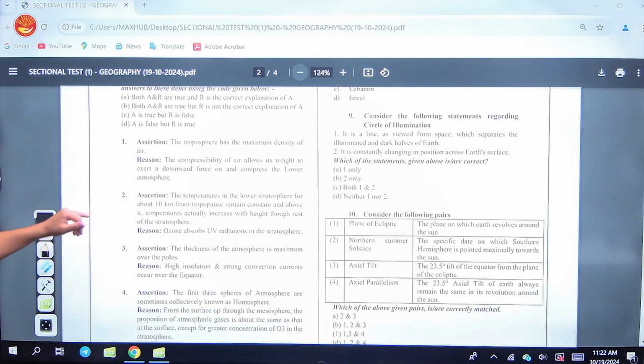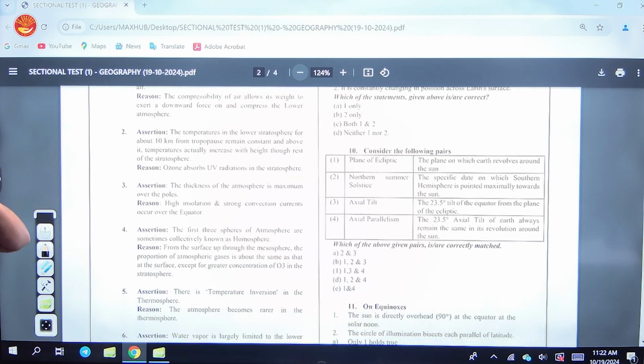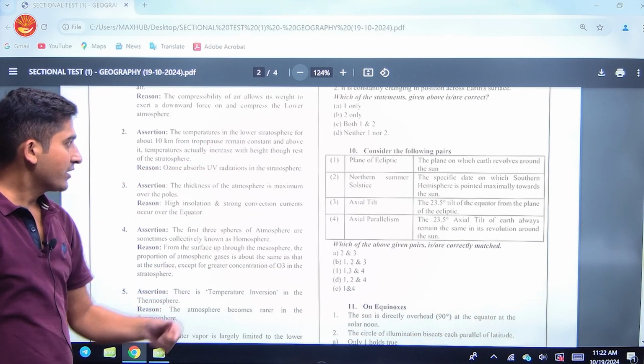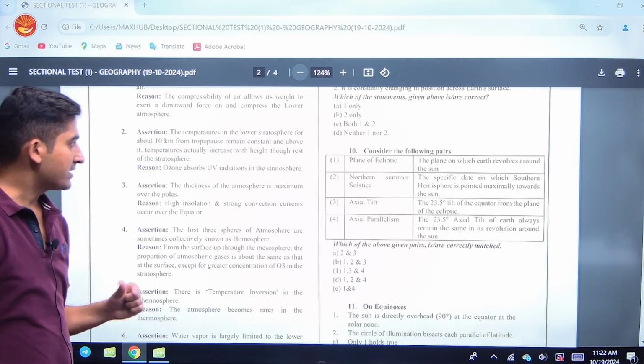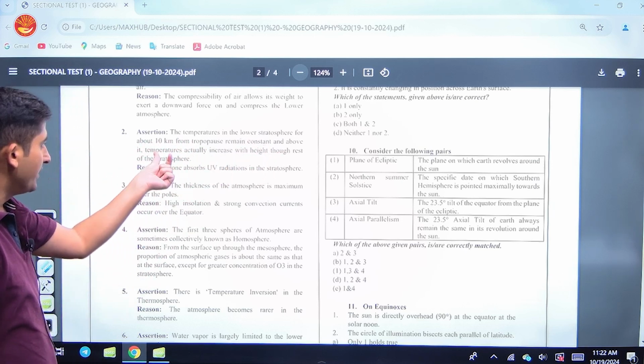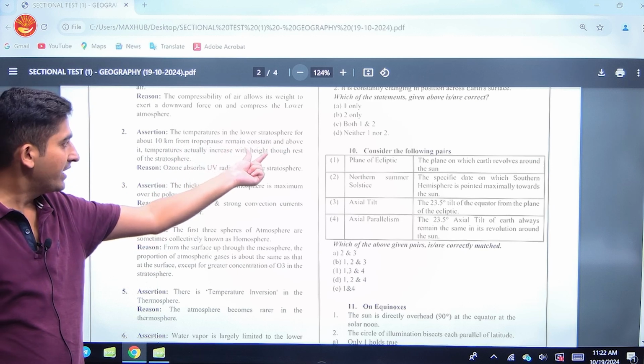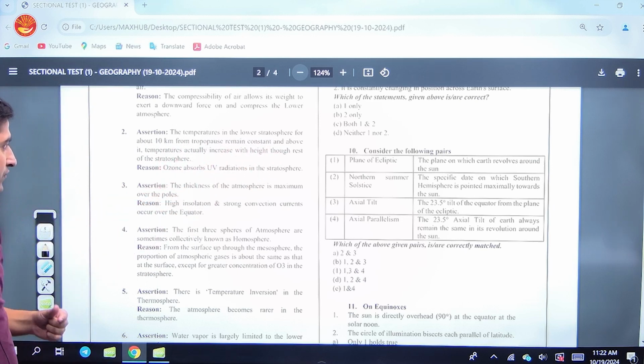That next question is, first का answer है A, ठीक है. The temperatures in the lower stratosphere for about 10 km from tropopause remain constant, and above it temperatures actually increase with height through rest of the stratosphere.